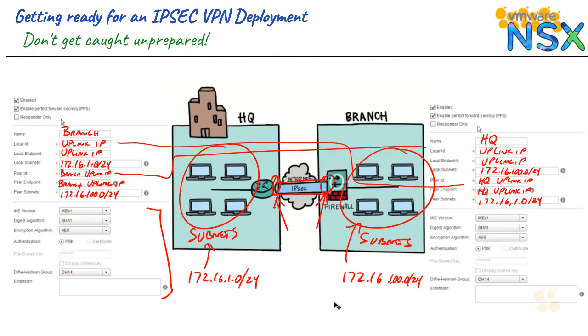Then we have our authentication. Authentication can be based upon a simple pre-shared key, which once we've identified a specific peer endpoint, we can enter here, or if we leave that endpoint with any, it'll use the global configuration. Or instead of a pre-shared key, we could say that this is a certificate-based authentication.